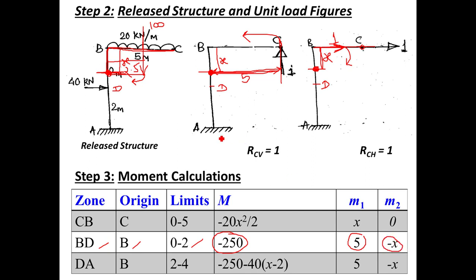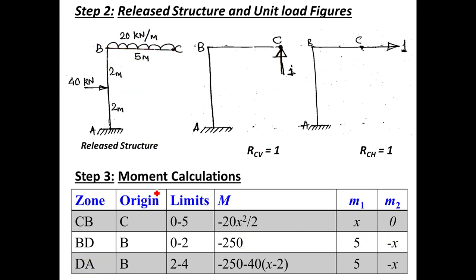So please understand, when we are taking moments in a column part, we are taking a section in the column part, whatever vertical forces are acting on the beam, the moment of those forces will not be in terms of x. So this is the second zone. Now we have to take the moment in the third zone of all three figures.